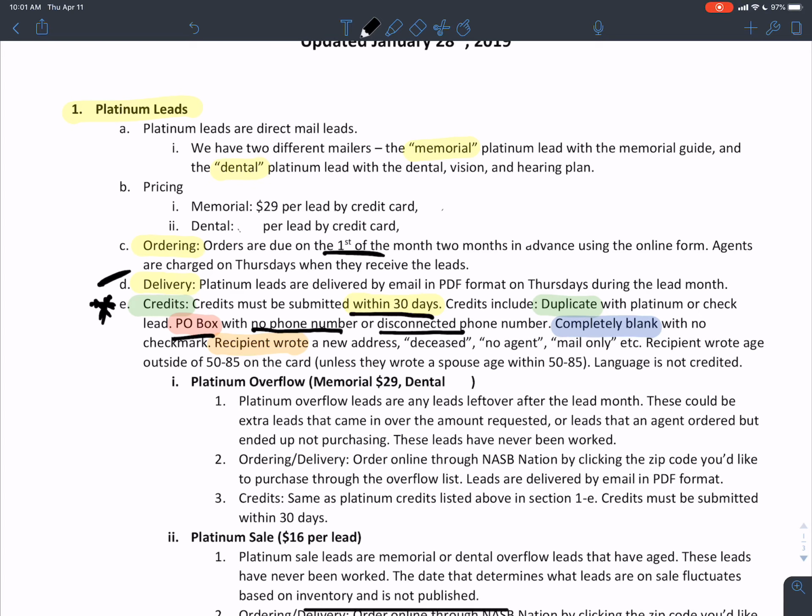If they didn't write an address, okay, you look them up on whitepages.com, and you can't find them on White Pages, you can't find their address anywhere, and they have no phone number, there's really no way you can get a hold of that person. If that's the case, we'll go ahead and credit that.